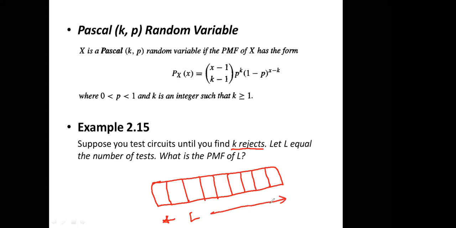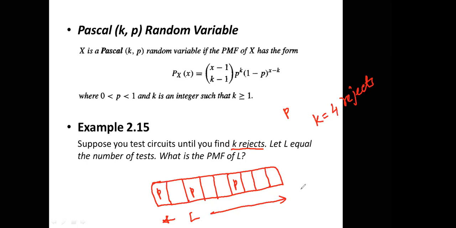Remember one thing: you test circuits until you find K rejects. The first one can be a reject. We know that the rejection probability is small p. The first one can be reject. Second one can be accept. Third one can be reject. Fourth one can be accept. Fifth one can also be accept. Sixth one can be a reject. Like this, say K equals 4 rejects.